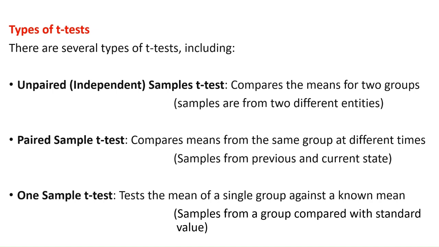Say, parameters taken from a particular population at different times. The next is the one sample t-test. The one sample t-test tests the mean of a single group against a known mean, and this known mean is known as a hypothesized mean. So, for example, if the blood pressure of students in a 200 level class is not above normal.